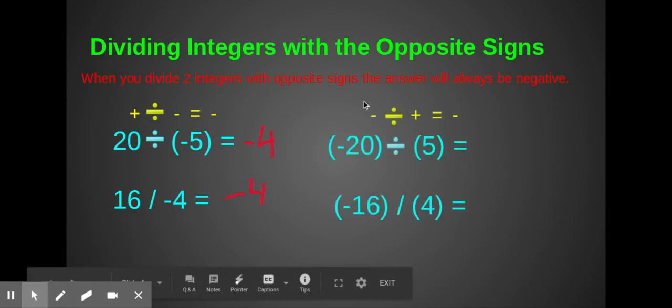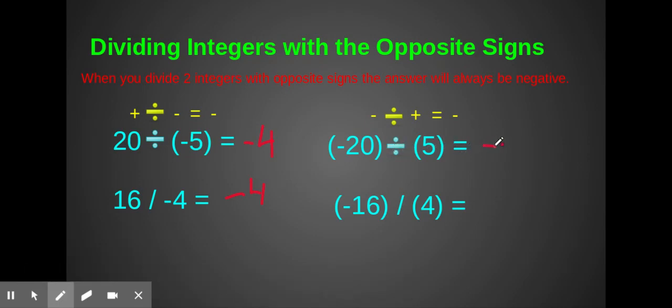And if I have a negative divided by a positive, it will also equal a negative. So notice that it doesn't matter which one comes first. As long as they're opposite, it will always equal negative. So negative 20 divided by 5 equals negative 4. And negative 16 divided by 4 equals negative 4.